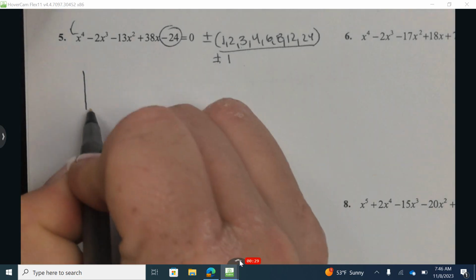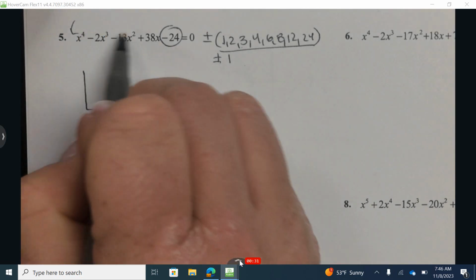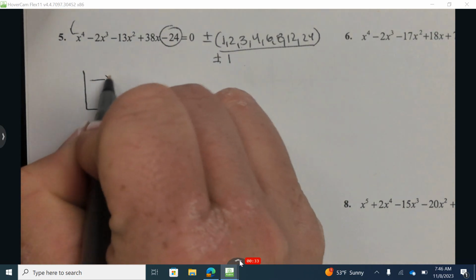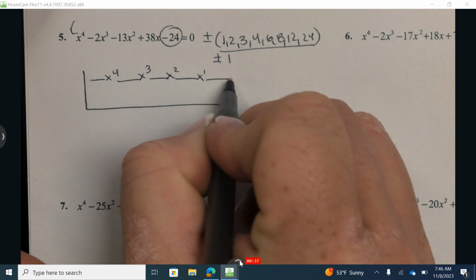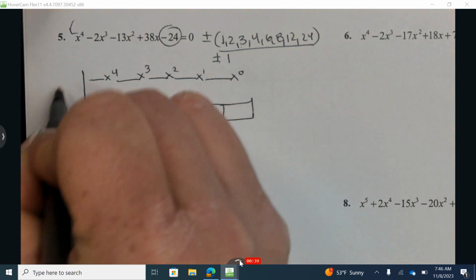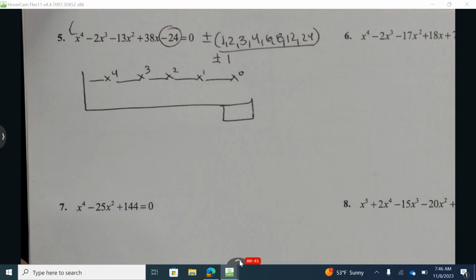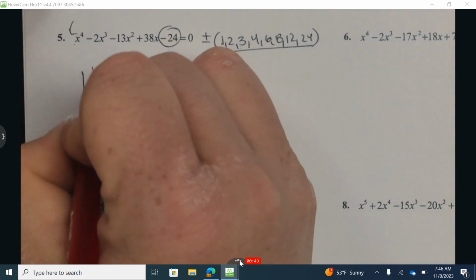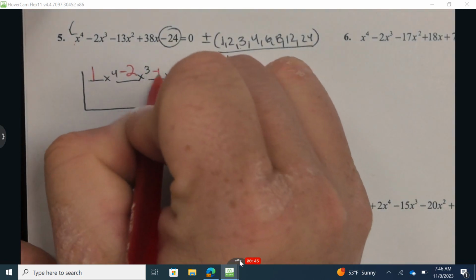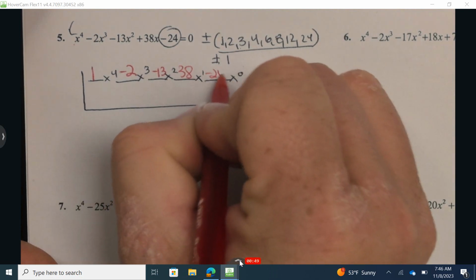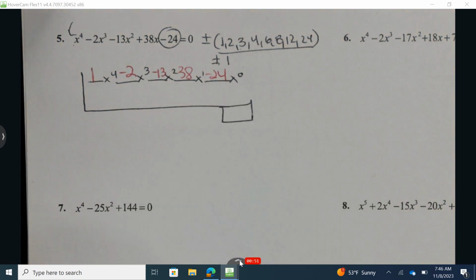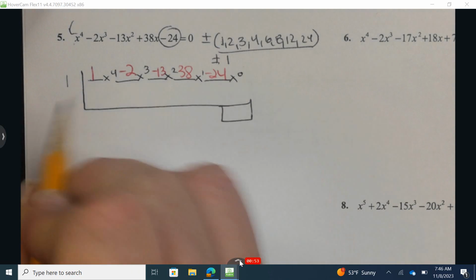Let's start by identifying the highest exponent, or the degree, which is 4: 4, 3, 2, 1, and 0. Then let's put in the coefficients of each: 1, negative 2, negative 13, 38, and negative 24. Now I'm going to test 1. So let's start by testing positive 1.